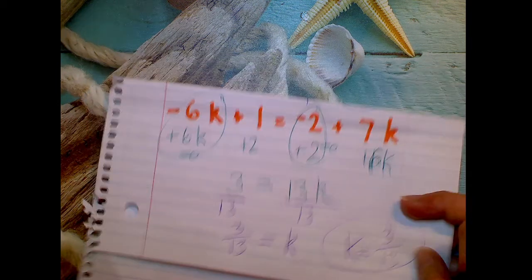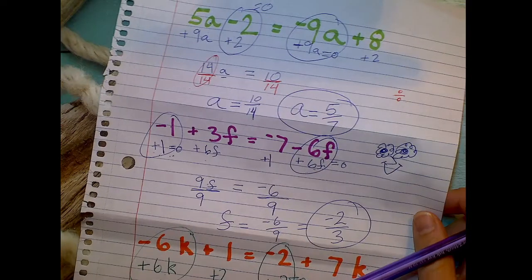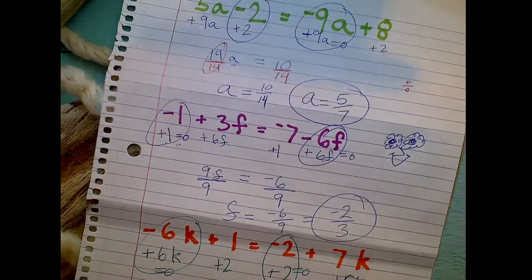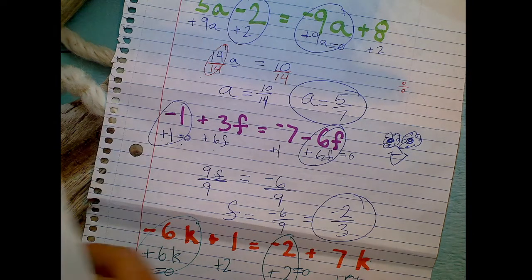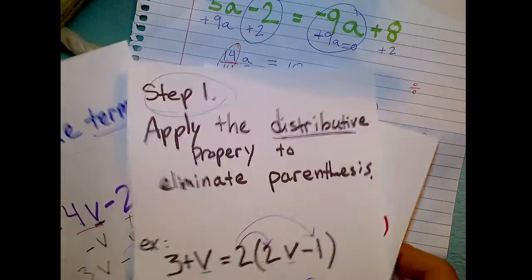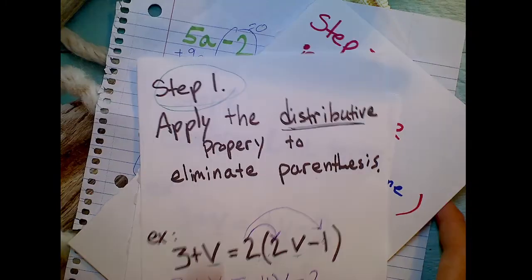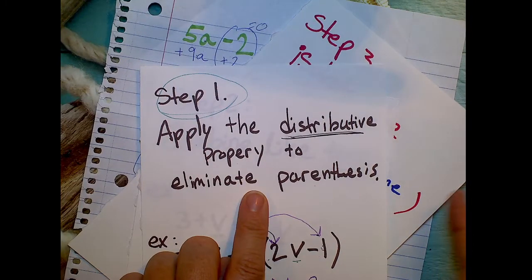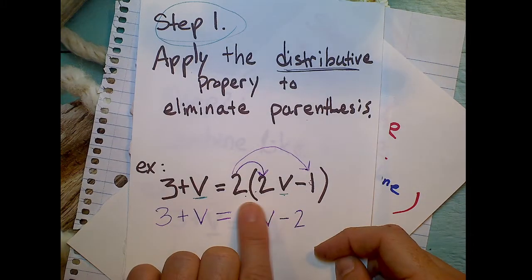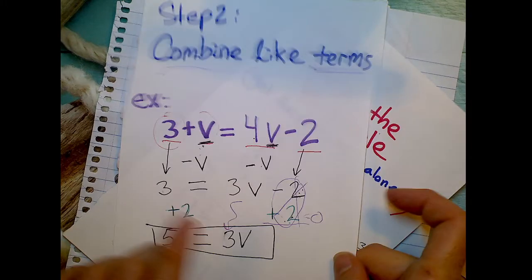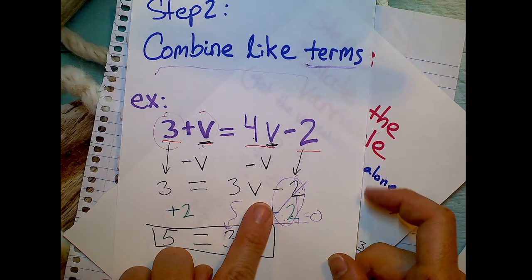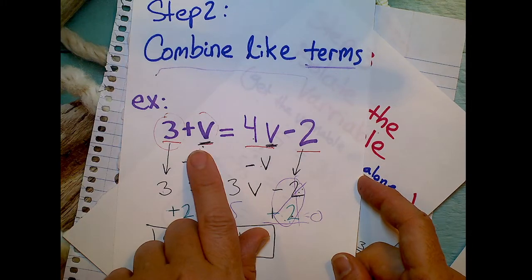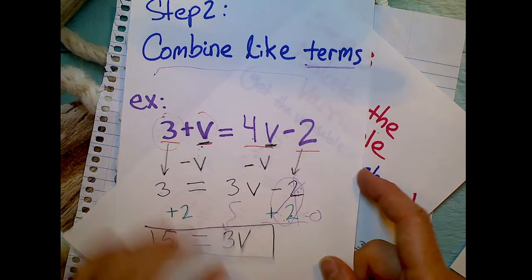Now you are an expert at solving equations when there is one variable. Please remember the steps that you must do to complete your homework. Step 1, apply the distributive property to eliminate parentheses. Step 2, combine like terms. Put the terms with a variable together.